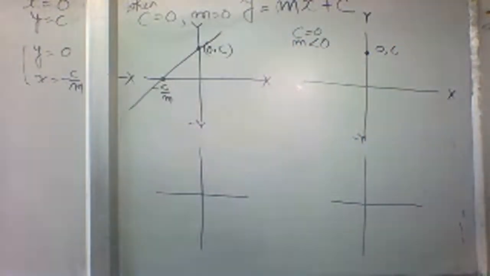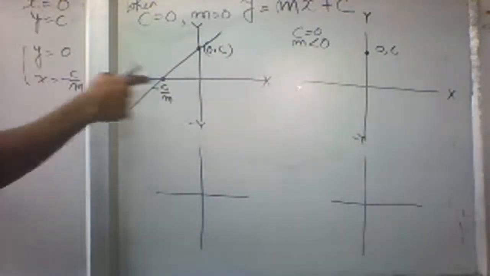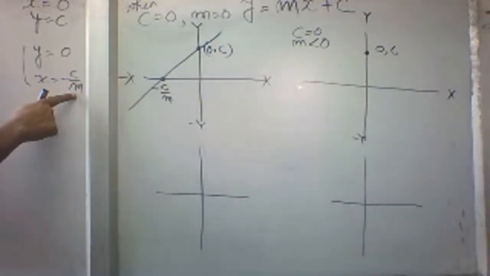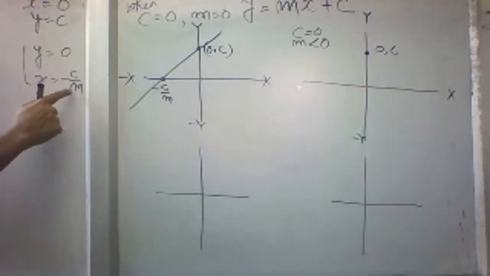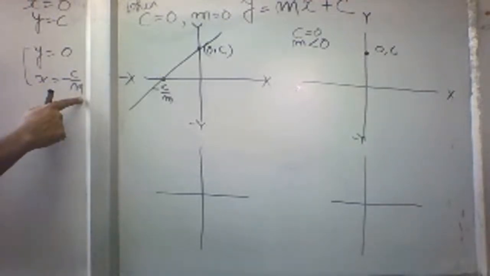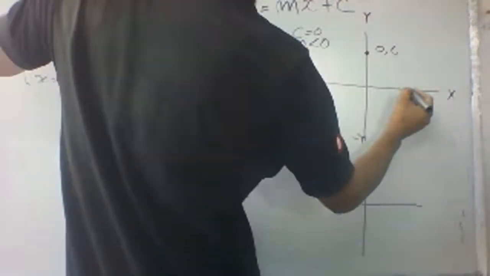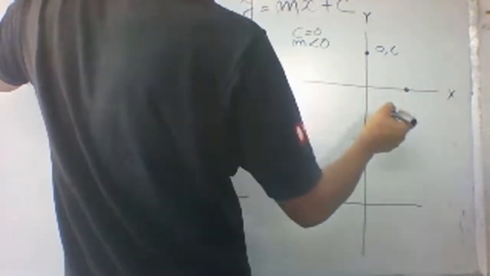c. But if the value of m is less than 0, it means it is minus. Then this equation will be minus c divided by minus m, and minus minus is plus, which means the value of x will come plus. If the value of x is plus, then this will lie on this side of the x-axis.